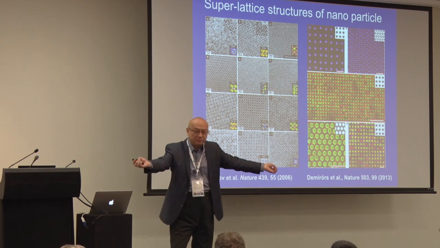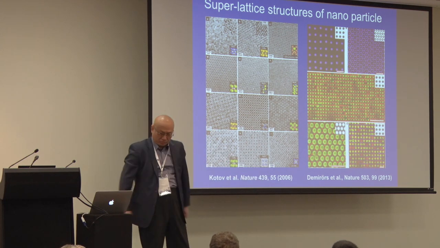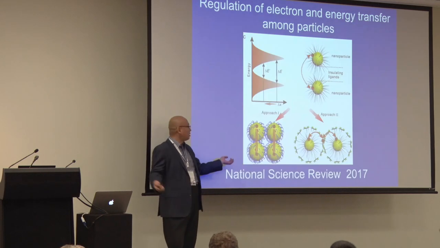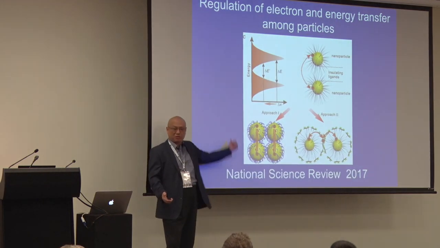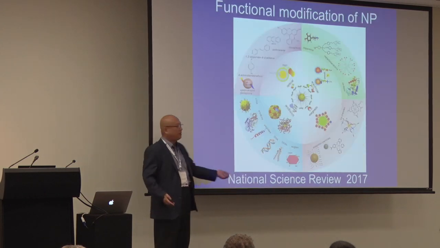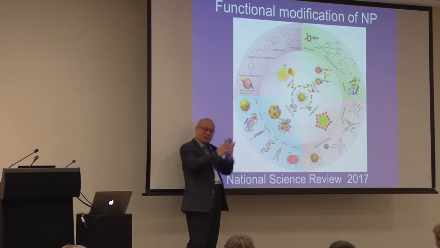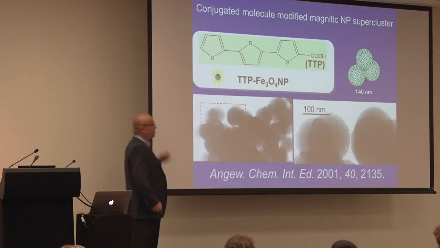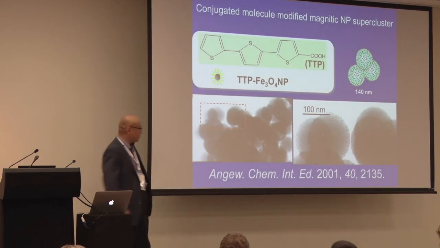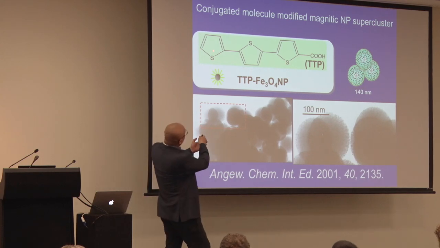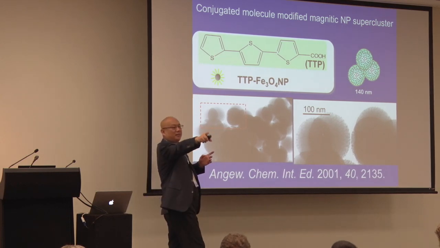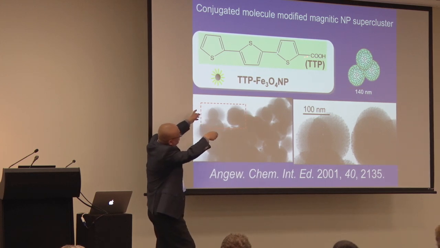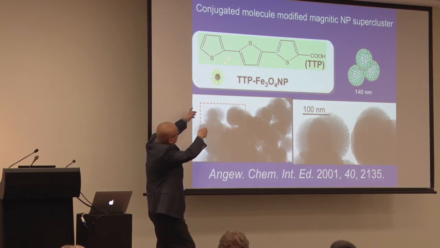So no interaction between the particles, because the spacer is too long. So no electron transfer, no energy transfer in between. Okay? So the idea is we must make this spacer a conjugated thing. And this work was done by our group in 2001. This work was also done by Jin Jian.